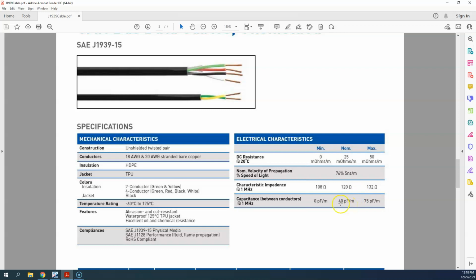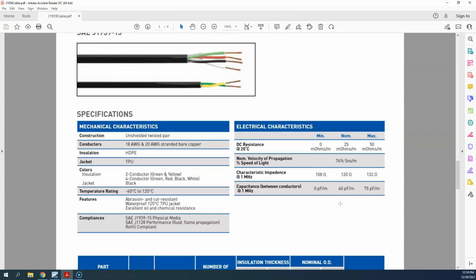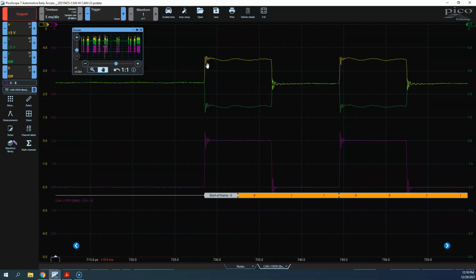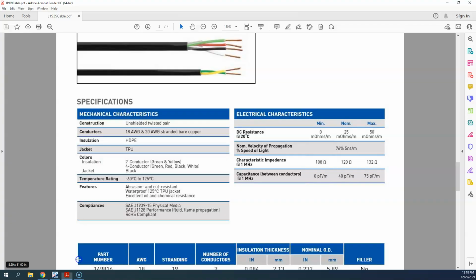So this capacitance and the inductance are what caused that ringing that I had in the signal. This is part of what contributes to that. This is what causes this to be a spike, if you would, to go up and then go back down, just like a spike you would see from an ignition coil. It's the same kind of phenomenon, but at a much lower level.